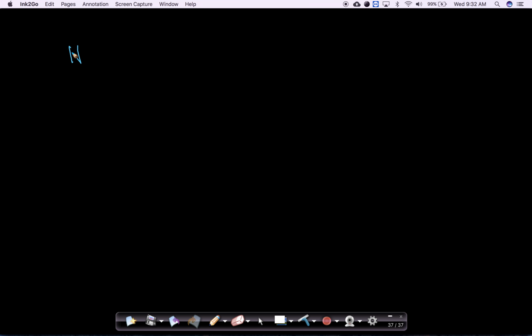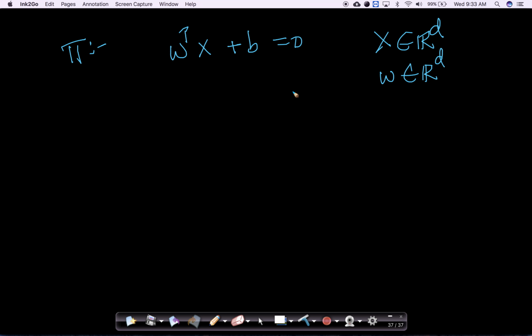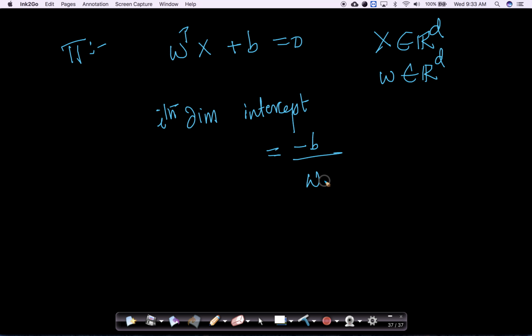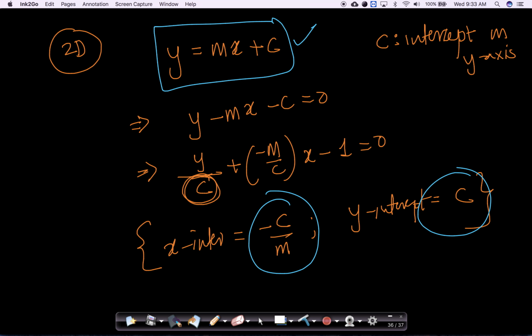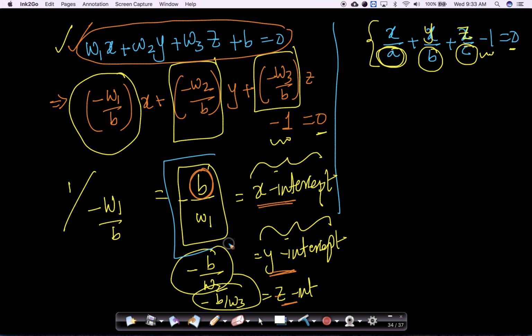given any plane in any dimensional space, let's say my equation of the plane is w transpose x plus b equals 0, and let's assume x belongs to d-dimensional space and my w also belongs to d-dimensional space. For any of the ith dimension, if I want to find the intercept on the ith dimension, it will be equal to minus b by my weight corresponding to the ith dimension, or the ith component of the vector w. This is again derived from just this simple thing. This is what we have, right?